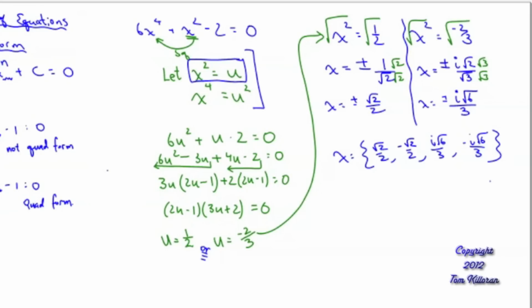Let's try this one. This is the one I had argued with the other class. The other class got that first one fine. They didn't argue too much. Then I put this one on the board, and they wanted to do it differently for some reason. y to the 2/3 minus 12 y to the 1/3 plus 32 is equal to 0.